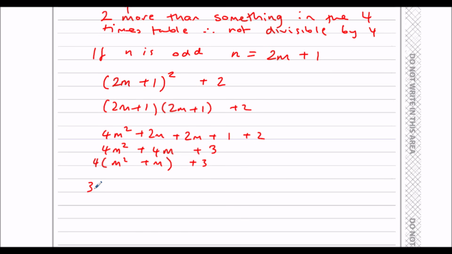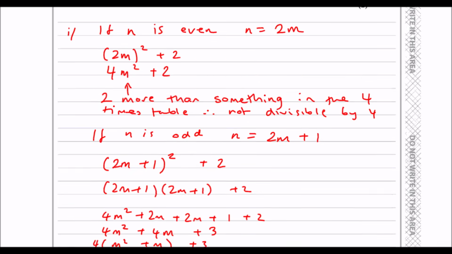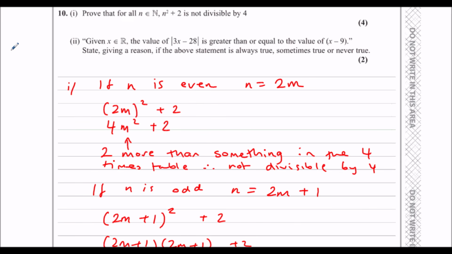So 3 more than something in the 4 times table, so we could say it'd be odd, therefore odd, and not divisible by 4. And so if it's odd or even, it's not divisible by 4.